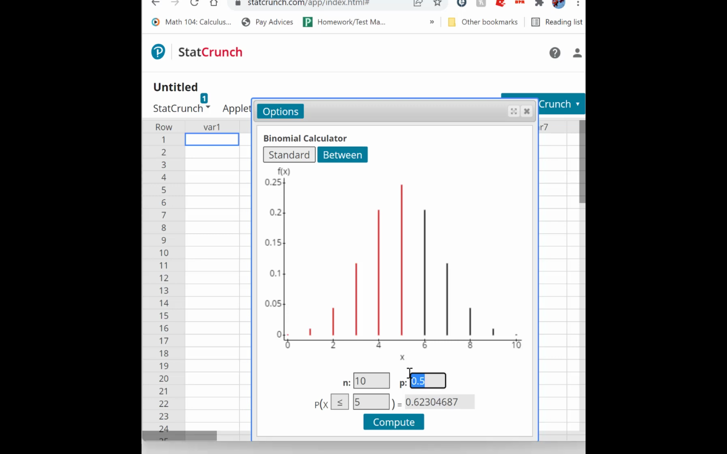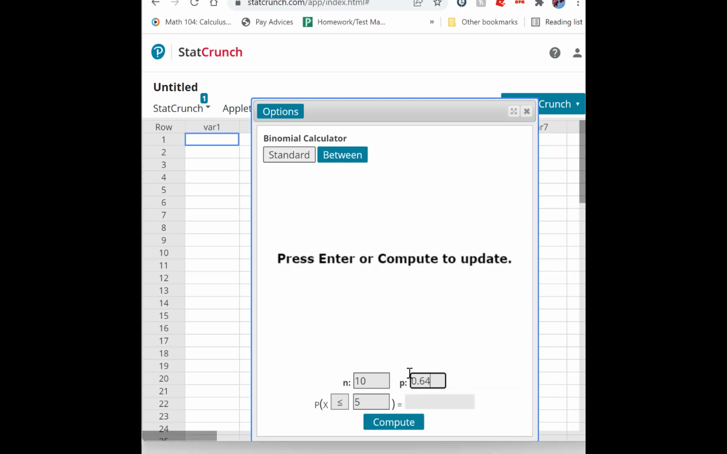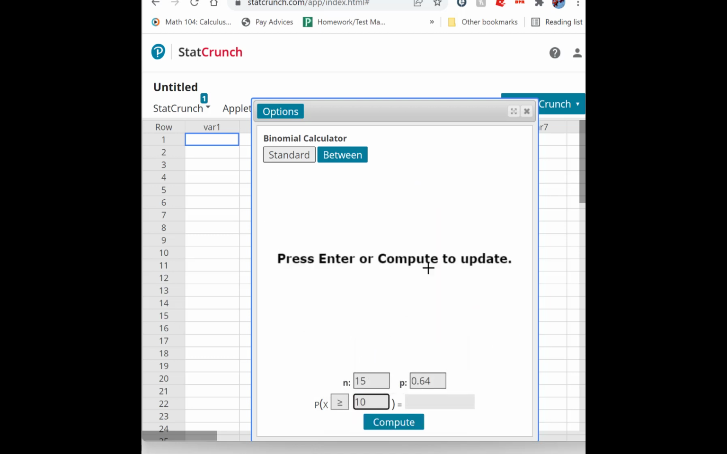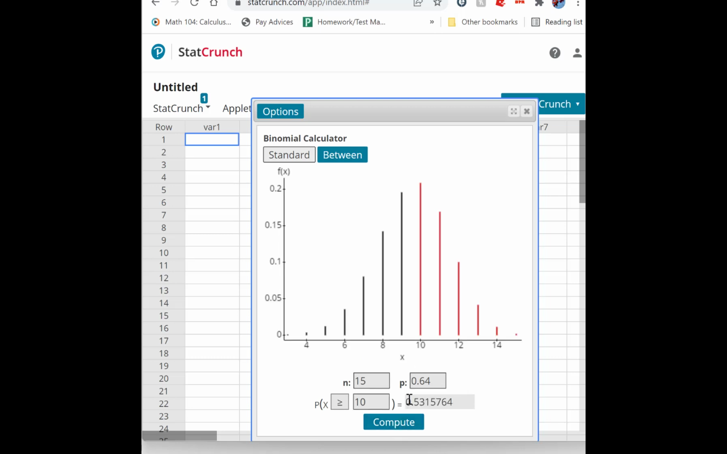So 0.64 for the probability of success, and you have to put the 15 here. At least, guys, means greater than or equal to. So you just use greater than or equal to, 10, and compute. And look, at least 10 means 10 or 11 or 12 or 13 or 14 or 15. What the calculator did, it found the probability of each one and then added them up.